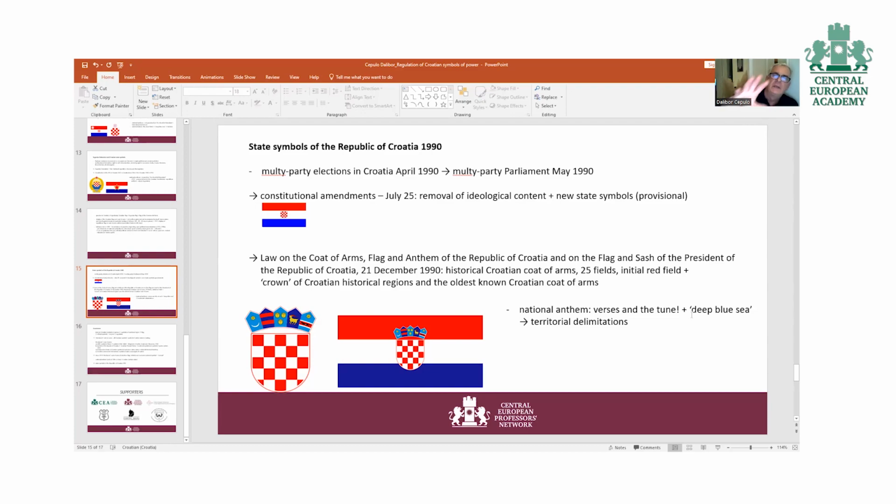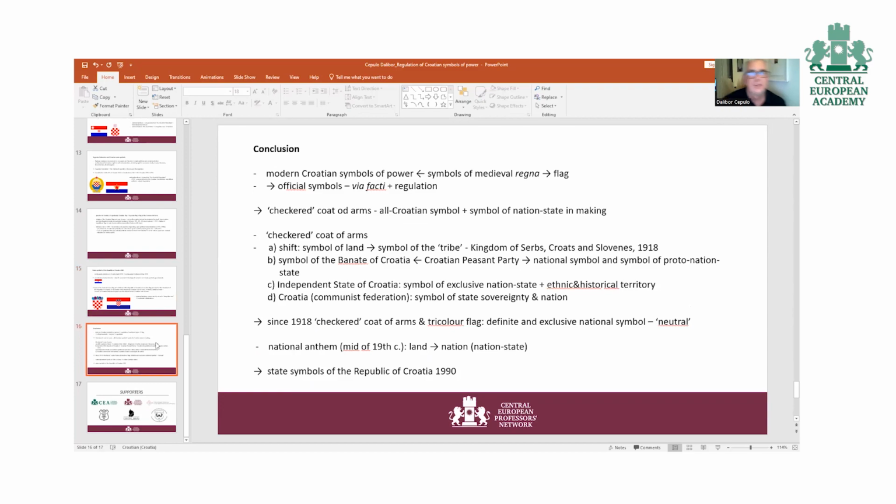So these were the symbolic postures of, let's call it, the transfer of the symbols of the land into the symbols of the nation. So to conclude, modern Croatian symbols of power were based on the symbols of medieval regna, including the flag, that were gradually becoming official symbols of the land, with the typically Czech-Croatian coat of arms as the first all-Croatian symbol and then a symbol of the nation state in the making. That was accepted in a very different context.